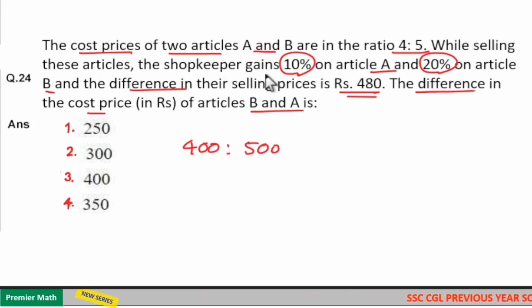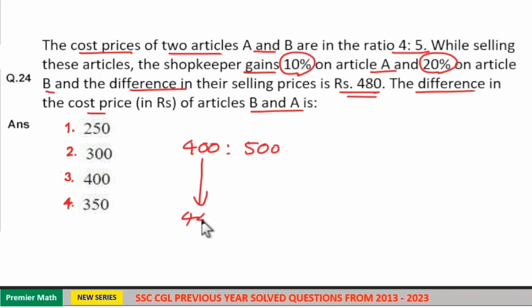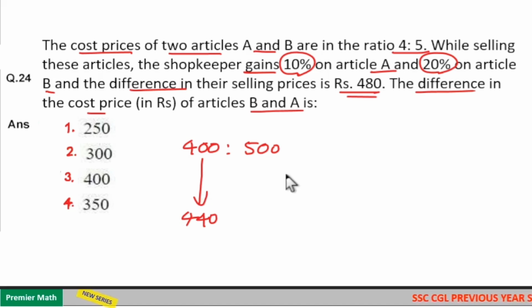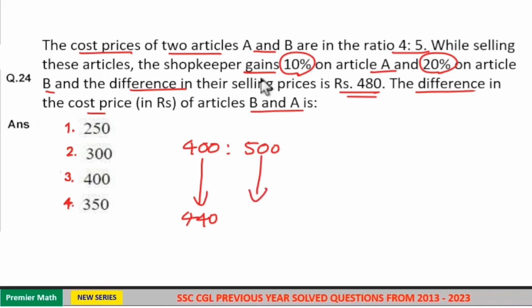Cost price of A is 400, cost price of B is 500. Then shopkeeper gains 10% on article A. So 10% of 400 is 40. So 400 plus 40 is 440, the selling price of article A. Now shopkeeper gains 20% on article B. 20% of 500: 10% is 50, so 20% is 100. So 500 plus 100 is equal to 600, the selling price of article B.